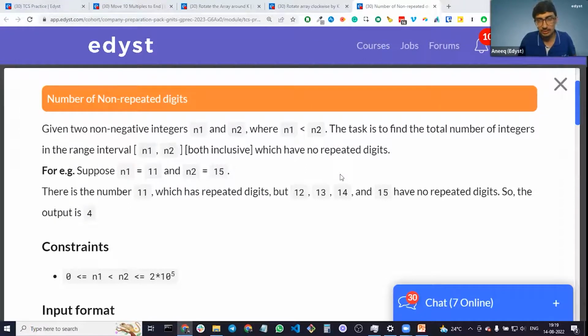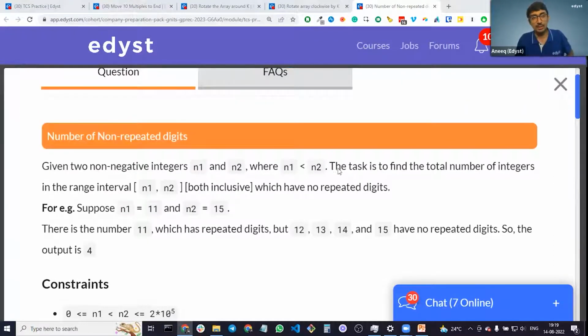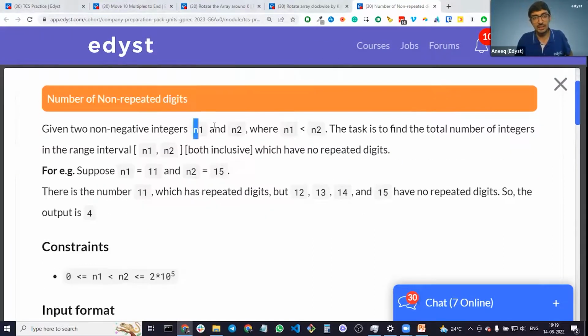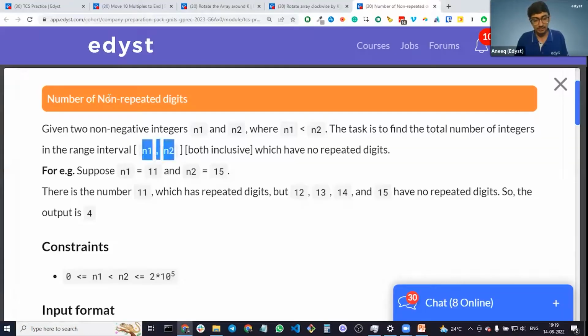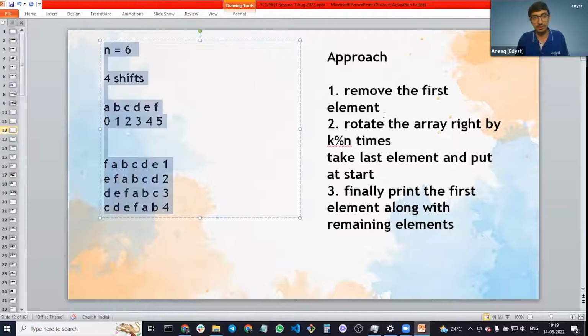So let's read the question thoroughly. Given two non-negative integers n1 and n2, where n1 is less than n2, the task is to find the total number of integers in the range interval n1 to n2. By the way, before I go ahead with this question, there's an important maths concept here that I want you all to tell me one thing on, right?